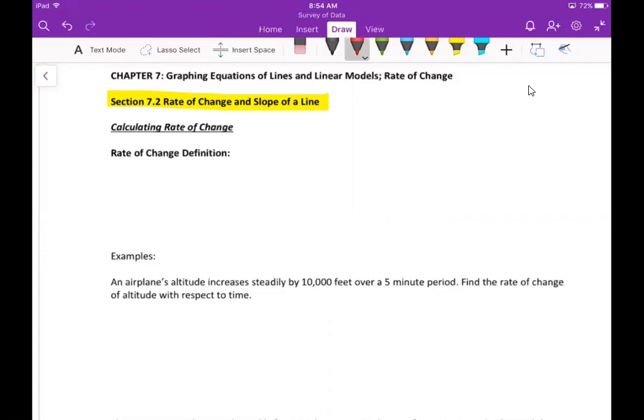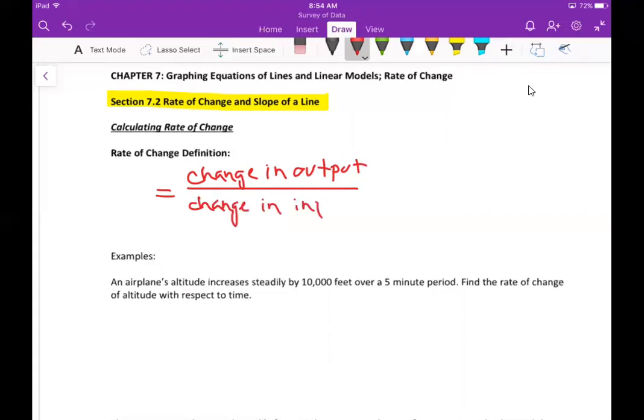The rate of change is equal to the change in the output over the change in the input. That's kind of our general definition of rate of change. Okay, directly related to slope, and we'll put the definition to slope to this here in a second.